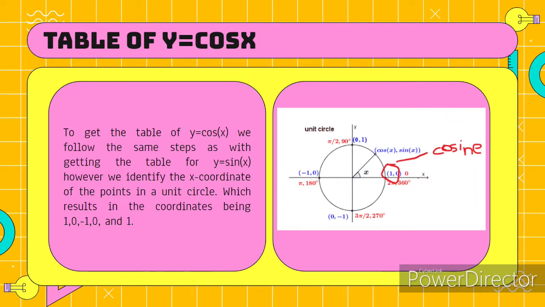To get the table of y equals cosine x, we follow the same steps as with getting the table for y equals sine x. However, we identify the x-coordinate of the points in the unit circle, which results in the coordinates being 1, 0, negative 1, 0, and 1.